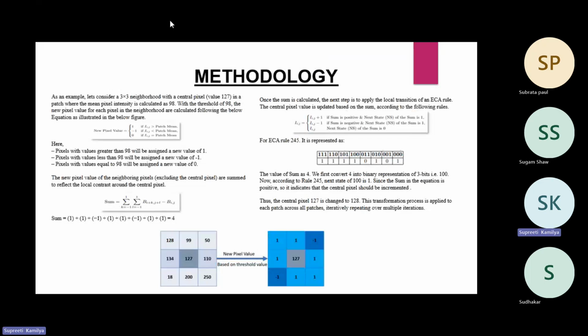Just one point. If you get all 1s in the neighbors, then the sum will be 8. Yes. Then how can you represent it by 3 bits? That is a limitation. We'll have to work on it.